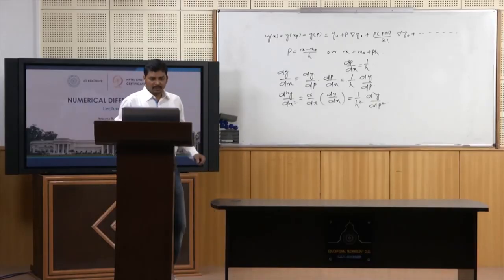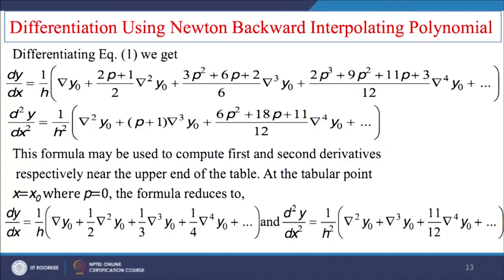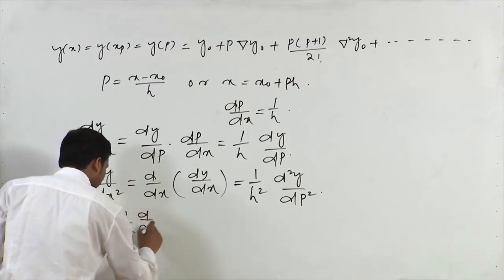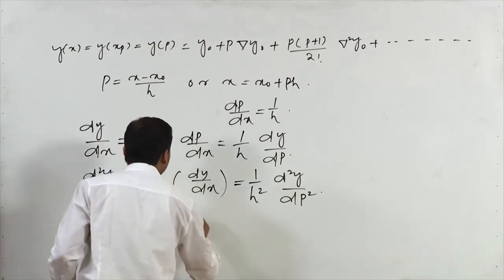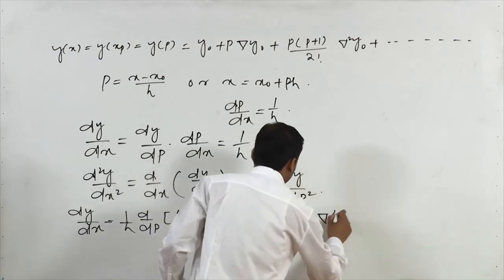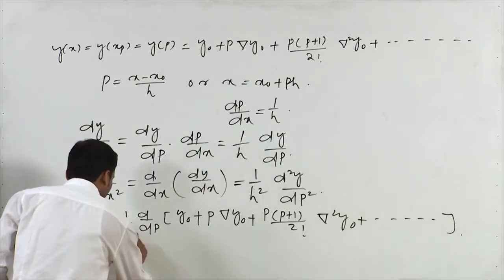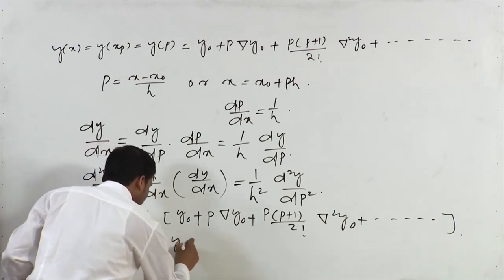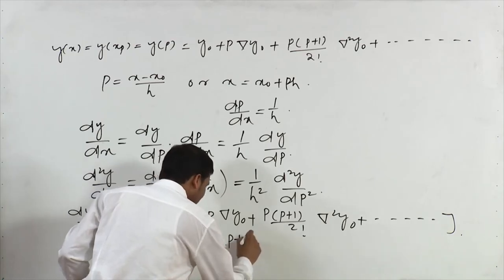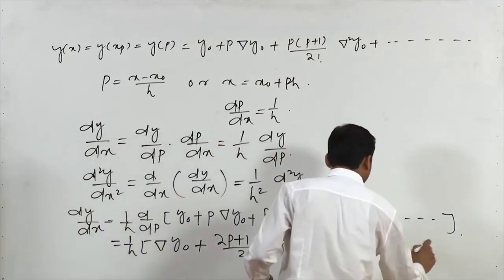And if we write this in the form of y of x, then we can represent dy by dx as 1 by h d by dp of the complete formulation, that is y 0 plus p nabla of y 0 plus p into p plus 1 by factorial 2 nabla square y 0 plus all other terms. And if you differentiate this, we get 1 by h. The first differentiation will just give you nabla y 0, since y 0 is a constant, that gives 0 here. Then next we can write 2 p plus 1 by 2 factorial nabla square of y 0 plus the third order term we can differentiate and write there.